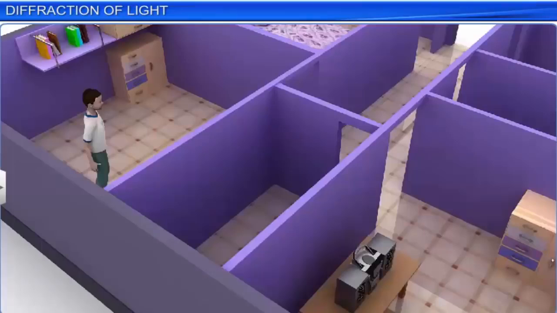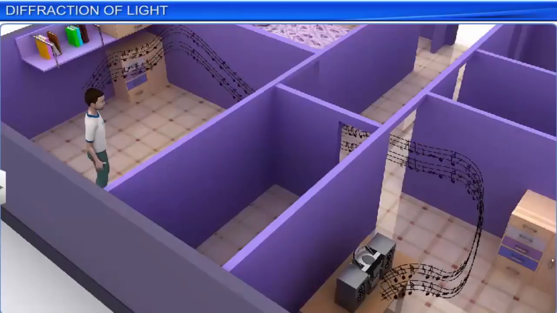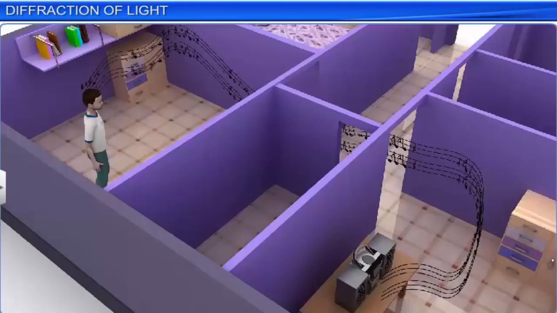Let us consider a home setup where the music is audible from the adjacent room. How can we hear sound when we cannot see the sound player? This is because the sound waves bend around the corners to reach our ears. This phenomenon of bending of waves around an obstacle in their path is known as diffraction. All types of waves exhibit this phenomenon.